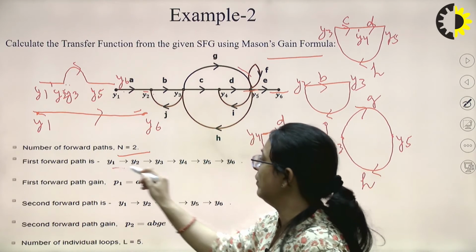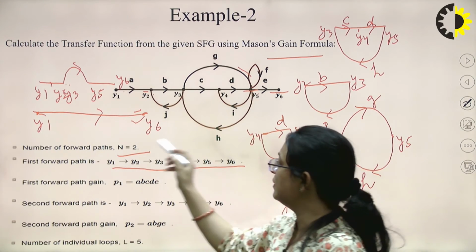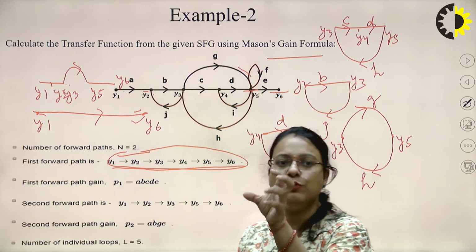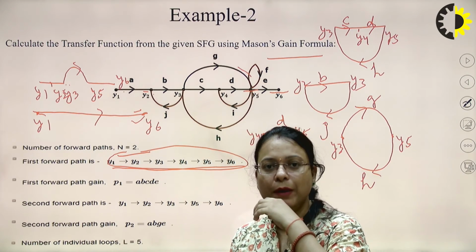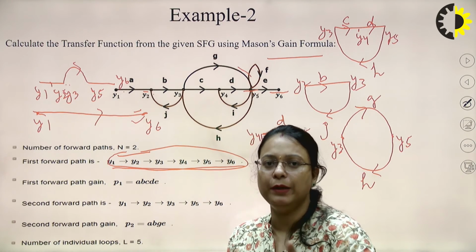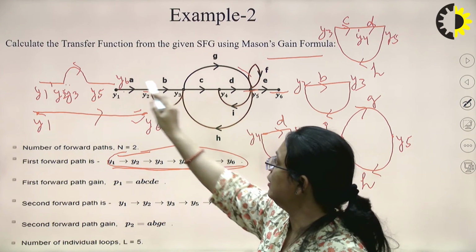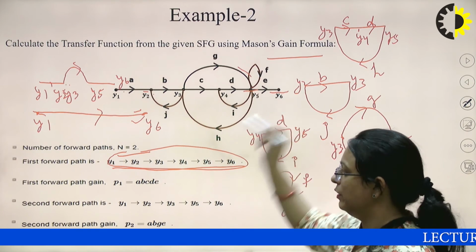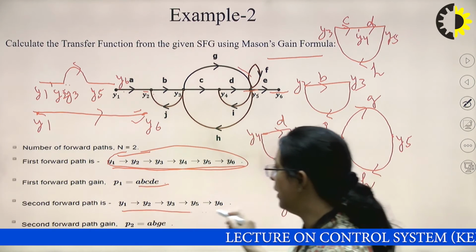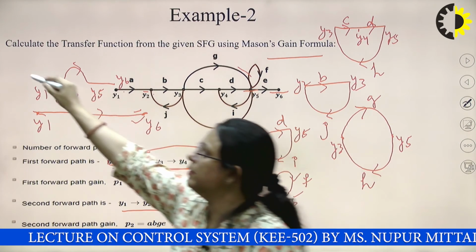One is this Y1 to Y6 path that I have shown here. I have already told you how to get the gain of a particular path: just multiply the gain of all the branches which are included in that particular path. So the gain of this path will be A into B into C into D into E. Then the other path will be Y1, then Y2, then Y3, Y5 and then Y6. This is the second path.